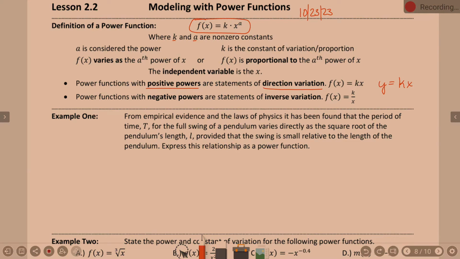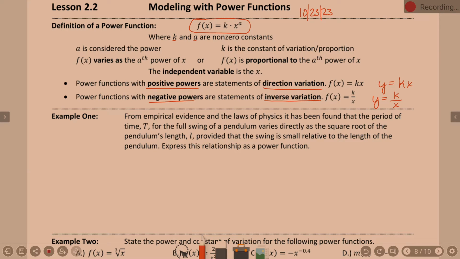When there's a positive power there, it's direct variation, because that's going to end up being k times x. When x has a negative power, then it's inverse variation. And it's inverse variation because it's going to end up being k divided by x, because the negative power, we move it to the denominator, right? So you can also think of this as y equals k divided by x. Okay? So a little bit about that. We're going to really do some equation writing, like they're going to give us a scenario. We're going to write the equation, or in this case the power function, and then we're going to do a little bit of identification of powers and constants of variation.